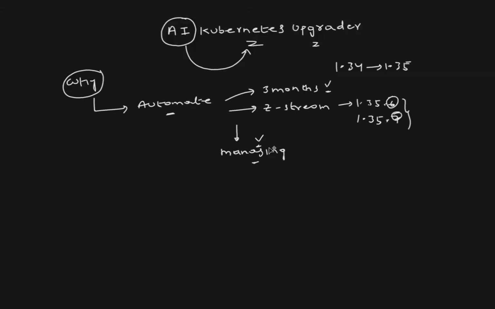And if you're planning to get into DevOps, like maybe a fresher or from a different stream, you can use this project. You can show this in your resume, on your GitHub, on your LinkedIn, and you can showcase this as your AI DevOps skill. Perfect. Now I hope the problem statement is clear. Why are we doing this AI Kubernetes upgrader?